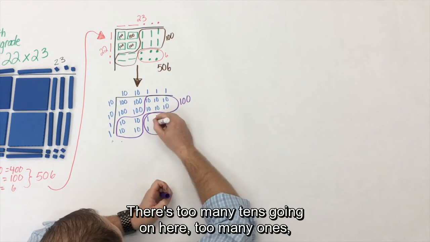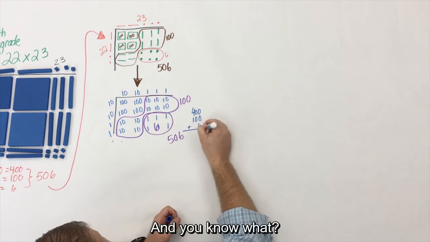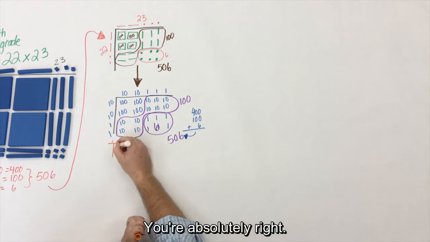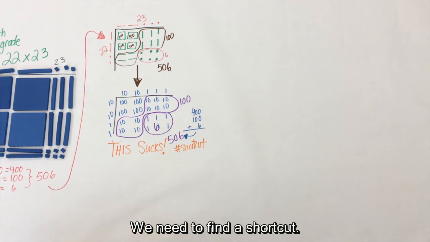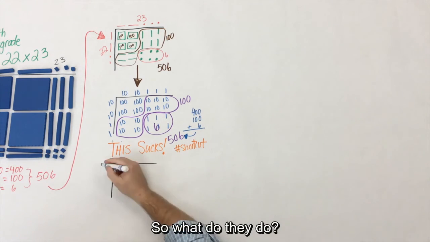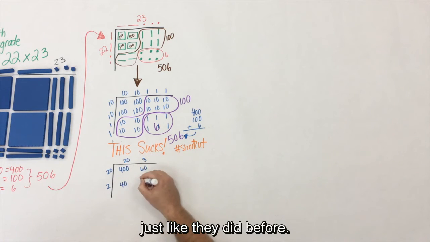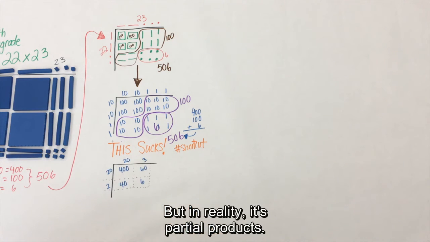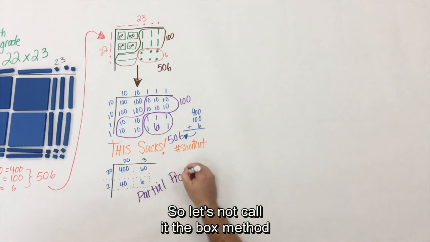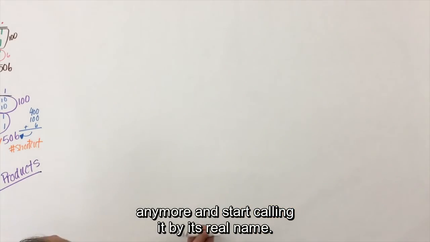There's too many tens going on here, too many ones, and students are going to get confused. And you know what? You're absolutely right. And it's at this point where kids say, this sucks. We need to find a shortcut. So what do they do? They begin to group and collect their numbers just like they did before. So here we have the box method, but in reality, it's partial products. So let's not call it the box method anymore and start calling it by its real name.